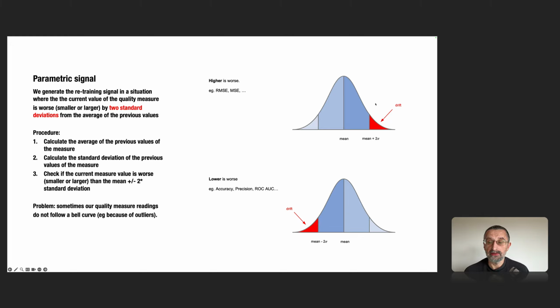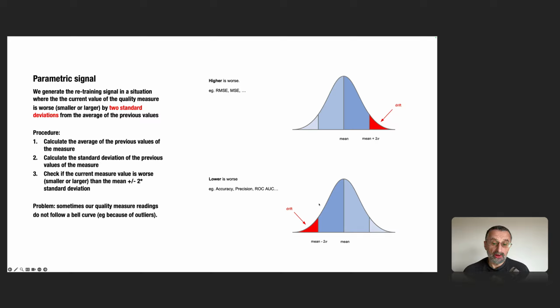So here on the right, you have 2 different situations. So for example, for regression and measures like RMSE or MSE, mean square error or root mean square error, the higher the error, the worse the model is. So for example, if you have 100 measurements from previous days or weeks, you can compute for them a mean, you can compute for them standard deviation. So you will say, okay, I will trigger the training signal in case my current measurement is higher than mean plus 2 standard deviations.